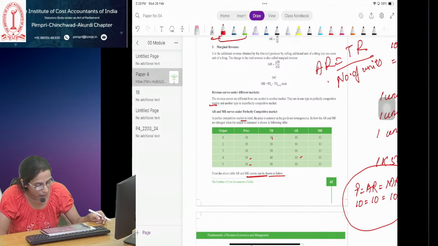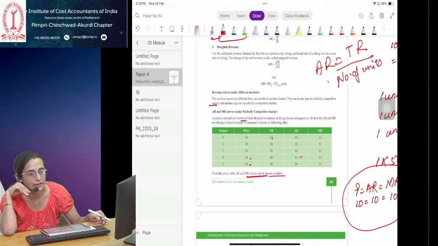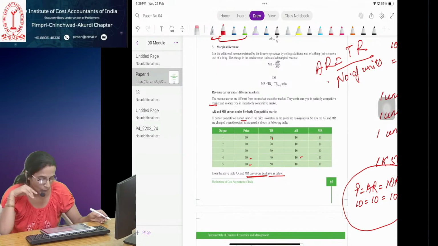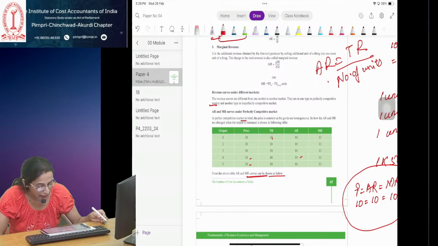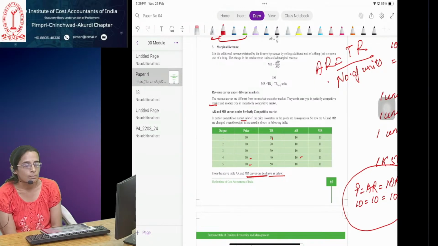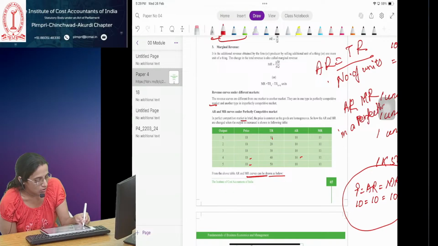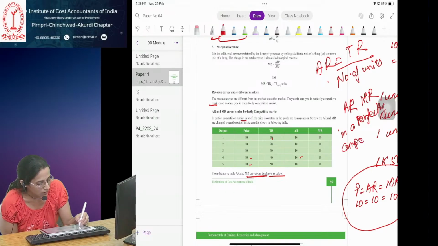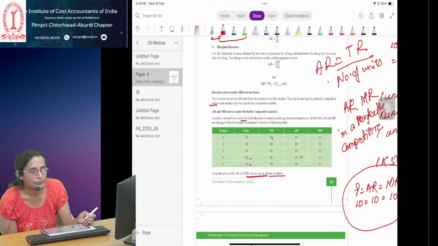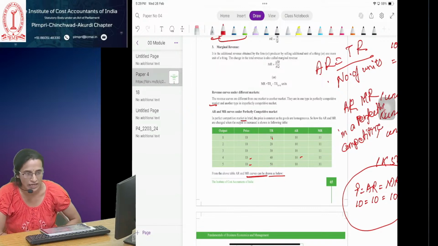Now we will see what revenue curves we find in different markets. Okay? What impact is it bringing? Average revenue and marginal revenue curves in a perfectly competitive market. We will see what happens to average revenue and marginal revenue in a perfectly competitive market. Okay? You clear on average revenue, marginal revenue? What is a perfectly competitive market?